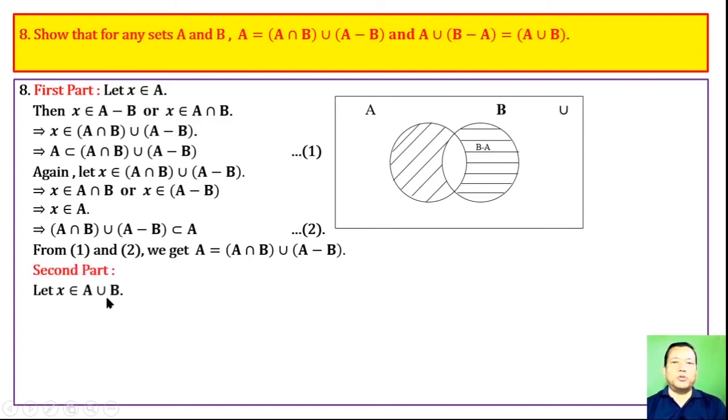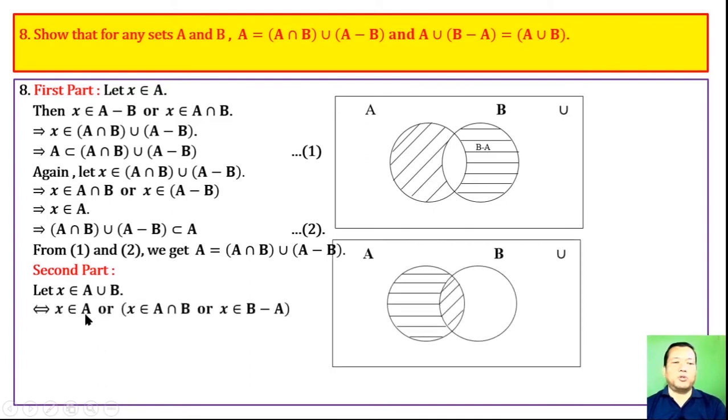Let X belong to A union B, then X belongs to A or X belongs to A intersection B or X belongs to B minus A. X belongs to A, or X belongs to A intersection B, or X belongs to B minus A. Combining these, it implies if and only if X belongs to A or X belongs to A intersection B, from the grouping.